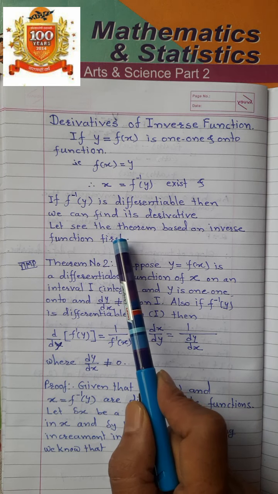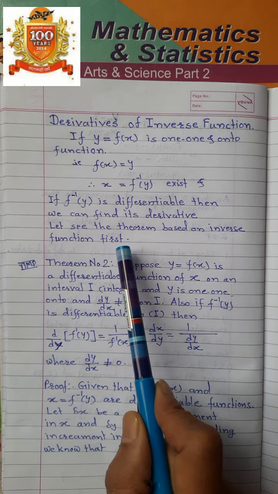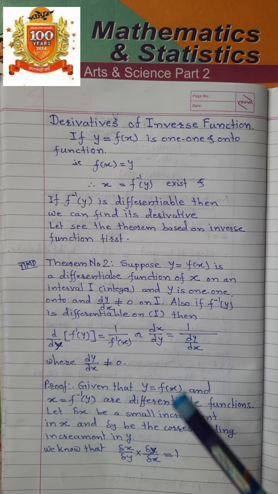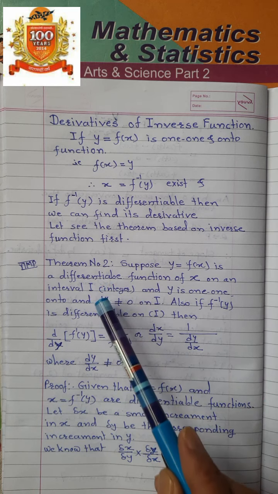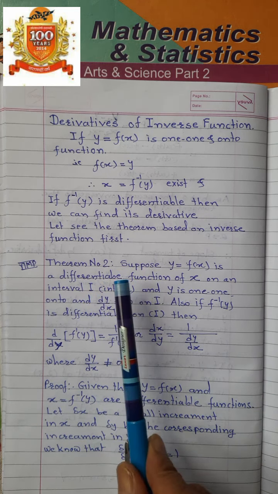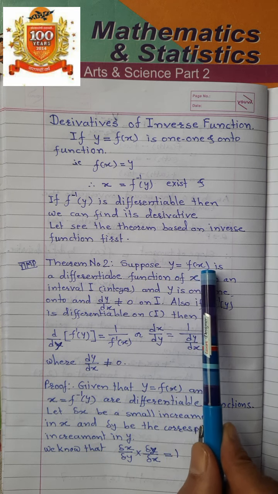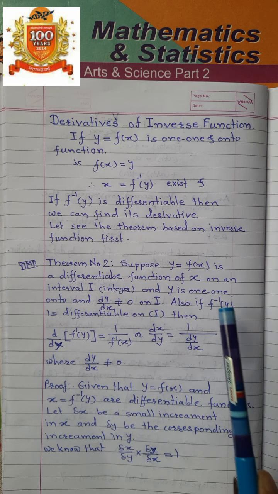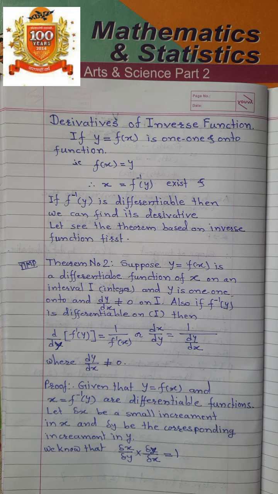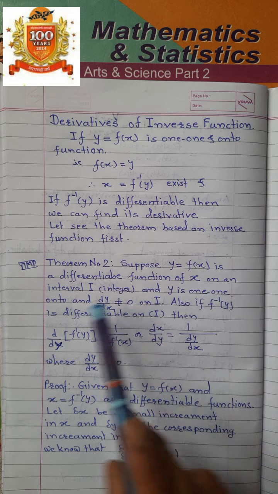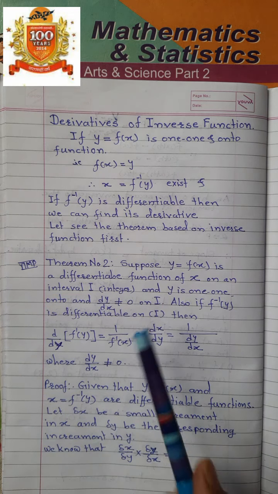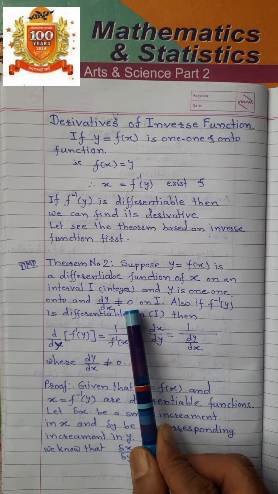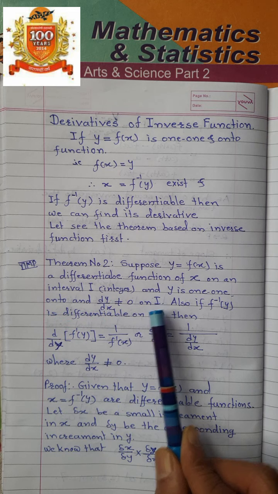Let us see the theorem based on inverse function first. That is theorem number 2. The statement of this theorem number 2 is, suppose y is equal to f of x is a differentiable function of x on an interval I, and y is one-one and onto, and dy by dx is not equal to 0 on I.